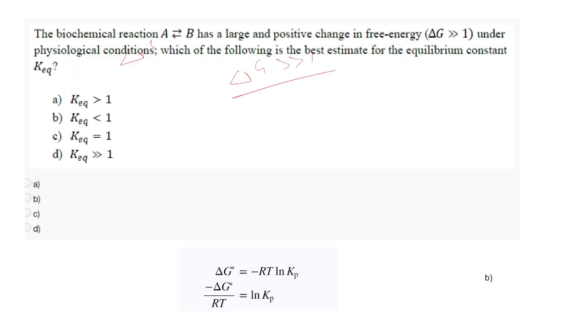If A goes to B with a KEQ, and delta G is positive, the process will go in the backward direction. So that means KEQ will be lesser than 1. So option B is correct.